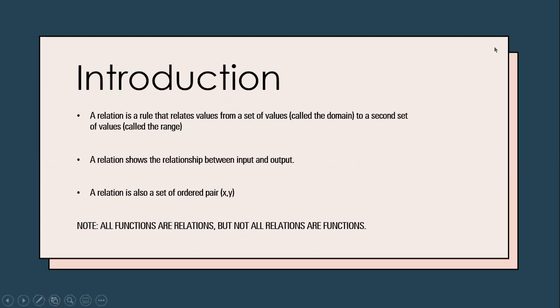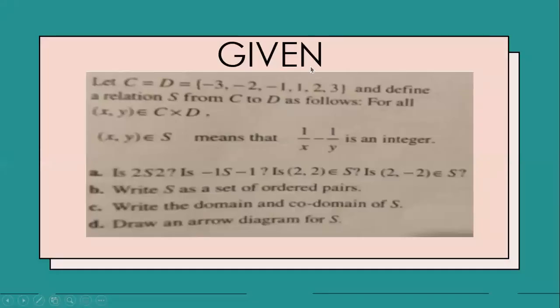So here's the given problem. It states that let set C equal set D equal -3, -2, -1, 1, 2, 3, and define a relation S from set C to set D as follows. For all x and y an element of the product set C and set D, x and y is an element of relation S, which means that 1 over x minus 1 over y is an integer.